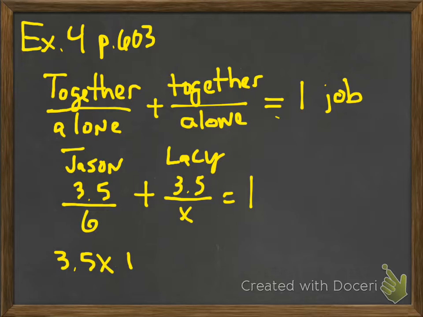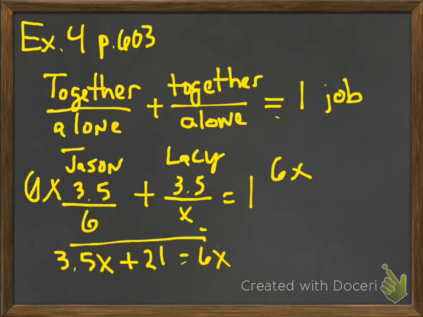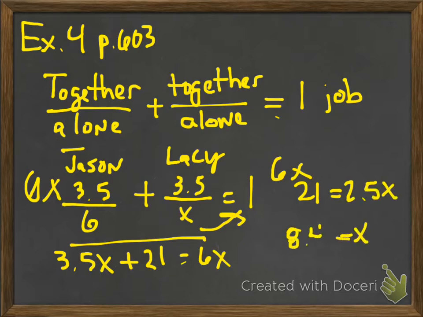3.5 times x is 3.5x. 6 times 3.5 is 21. But then I still need to do the 1, because if I'm multiplying this by 6x, I need to multiply here by 6x. So equals 6x. So notice the two denominators multiplied over here. Combine your like terms and then divide. And so I got the 2.5 by subtracting 3.5 from 6, and I get about 8.4 hours.